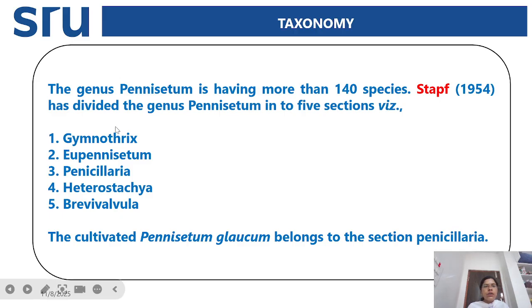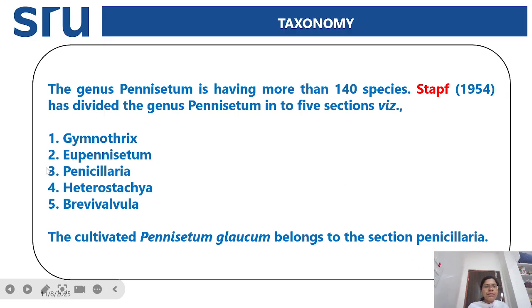Taxonomy. Coming to taxonomy, the genus Pennisetum has more than 140 species. Stapf in 1954 divided the genus Pennisetum into 5 sections, that is Gymnothrix, Eupennisetum, Penicillaria, Heterostachya, and Brevivaria. The cultivated Pennisetum glaucum belongs to the section Penicillaria.